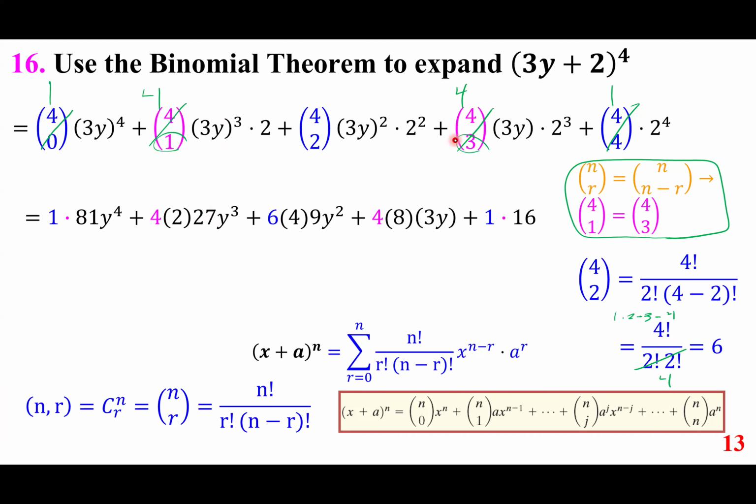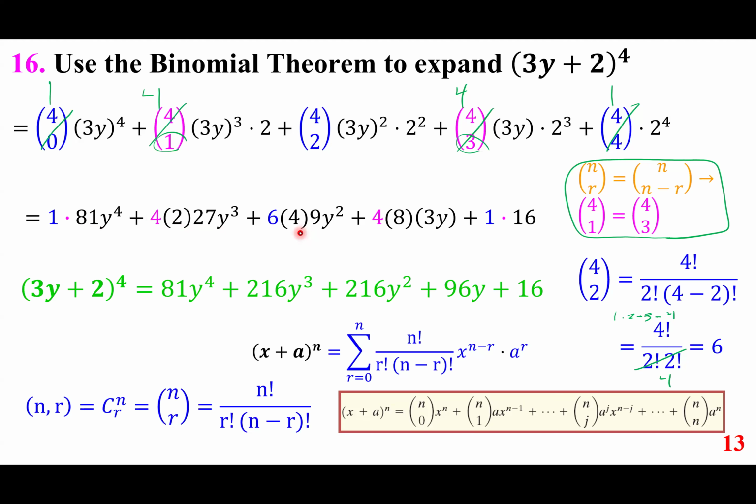Now, you multiply, so this is equal to 81y^4. You multiply 4 and 2 and 27, you get 216y^3. 6, 4, and 9, you get 216, so on and so forth. That's the expansion. Okay, everybody?